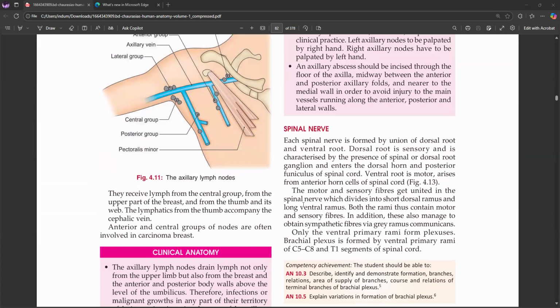Left axillary nodes are to be palpated by the right hand, and right axillary lymph nodes have to be palpated by the left hand. An axillary abscess should be incised through the floor of the axilla, midway between the anterior and posterior axillary folds and nearer to the medial wall, in order to avoid injury to the main vessels running along the anterior, posterior, and lateral walls.